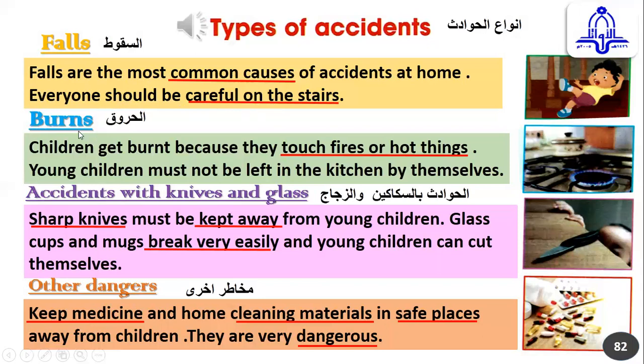The second type of accidents, here we have burns. Burns. Children get burned because they touch fires or hot things. Young children must not be left in the kitchen by themselves. So children get burned, because they touch fires, or hot things.